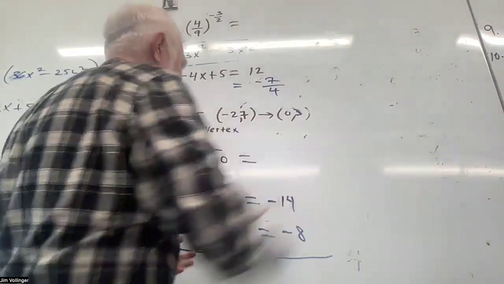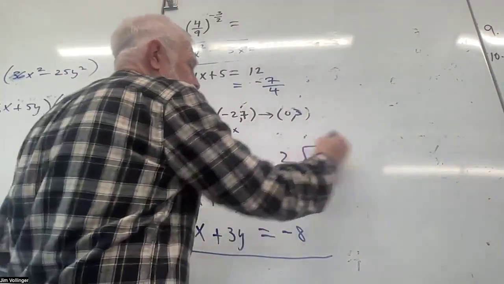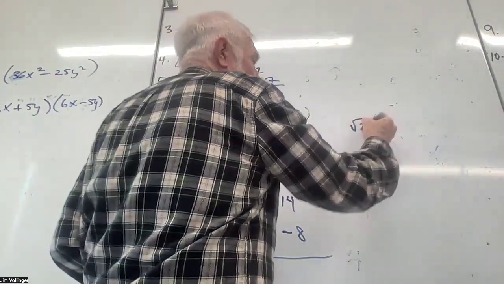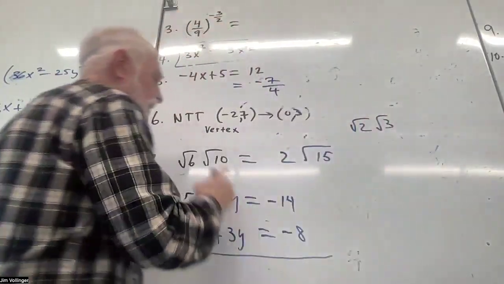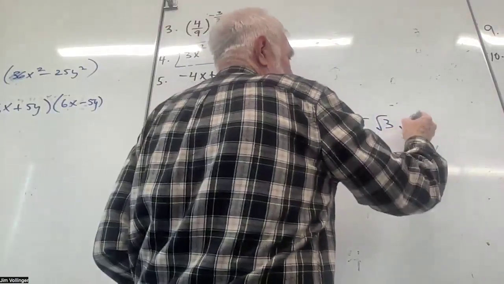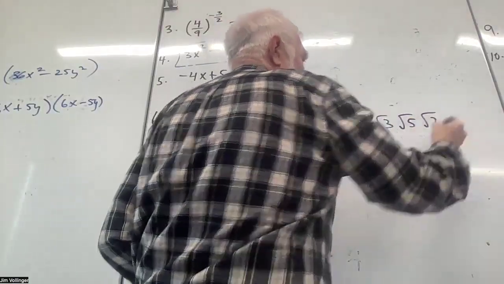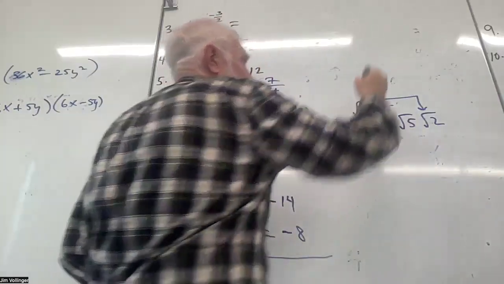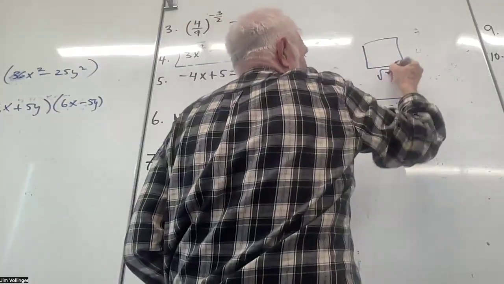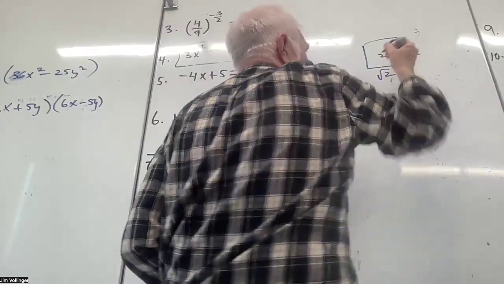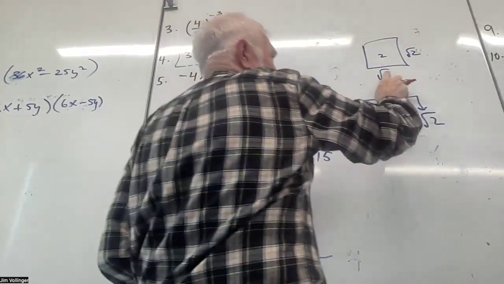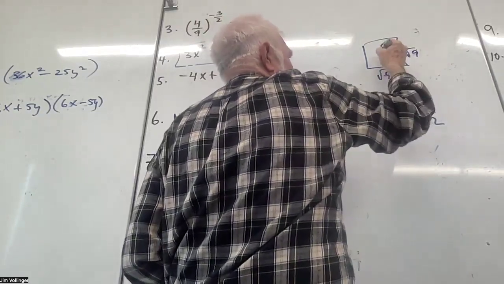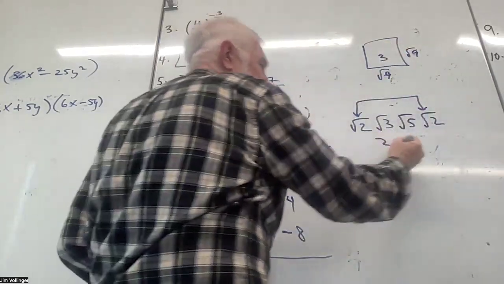All right, this problem. I'm seeing 2 root 15. Why? Because I'm seeing square root of 6 as the square root of 2 times the square root of 3. And I'm seeing the square root of 10 as the square root of 5 times the square root of 2. I intentionally put the 2 at the end that time because I'm seeing by definition the square root of 2 times the square root of 2 equals 2. If you don't believe me, do the square root of 9 times the square root of 9, and you'll see it's 3. All right, so this is 2.